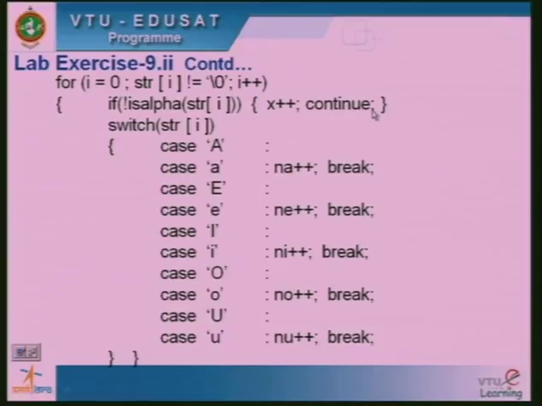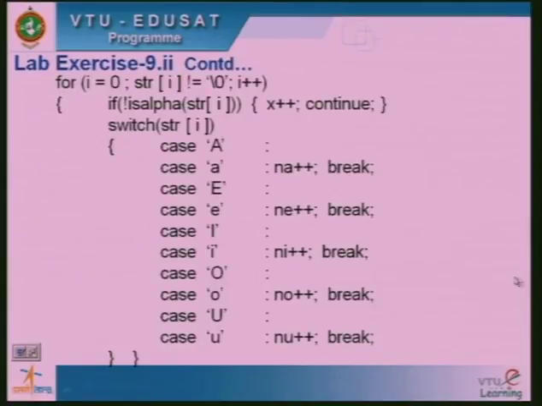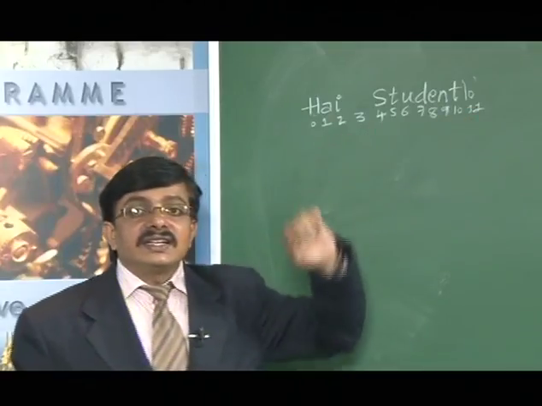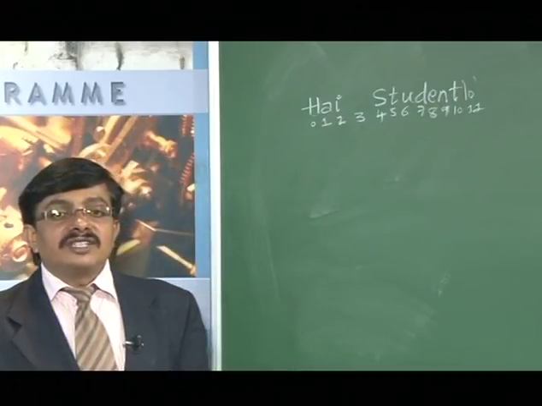What continue does is skip the body of the loop from there onwards and then continue with the next iteration of the loop. This process continues until I find the situation where str of i is equal to the null character. That is, when i is equal to 11, we see that str of 11 has become equal to the null character. I come out of this loop.